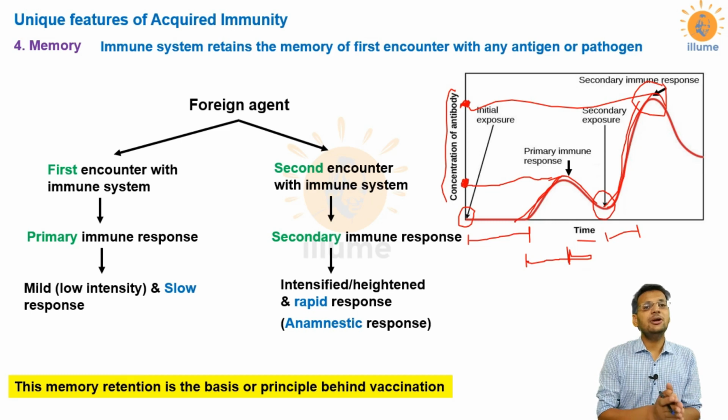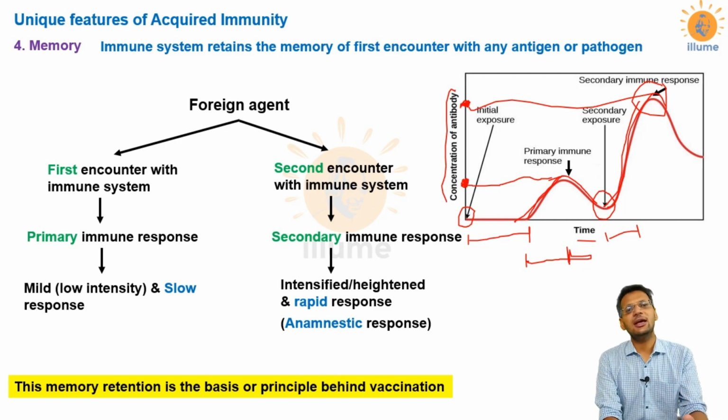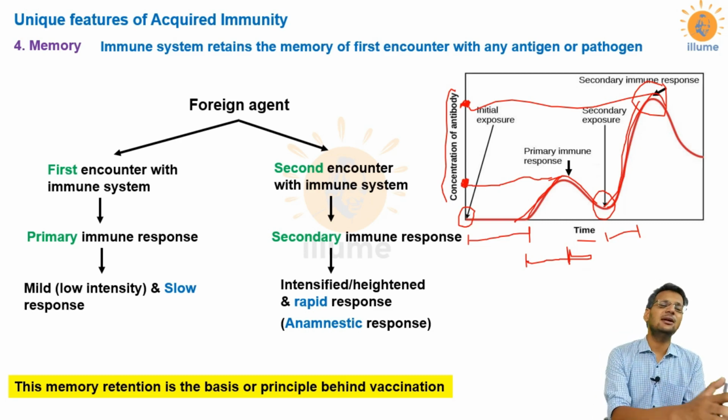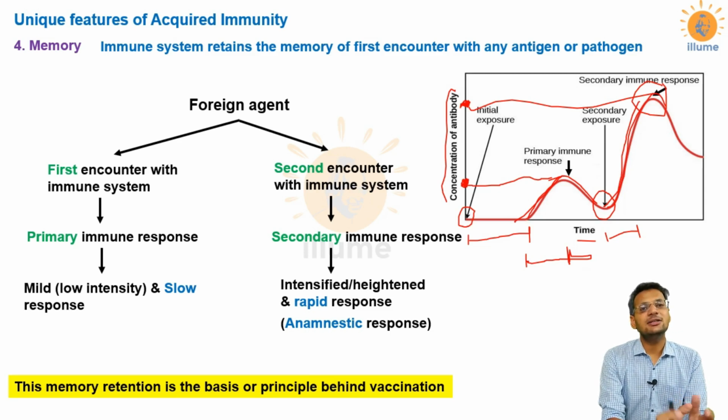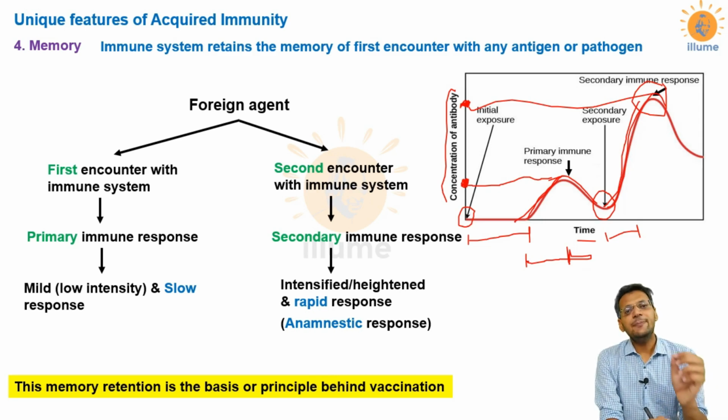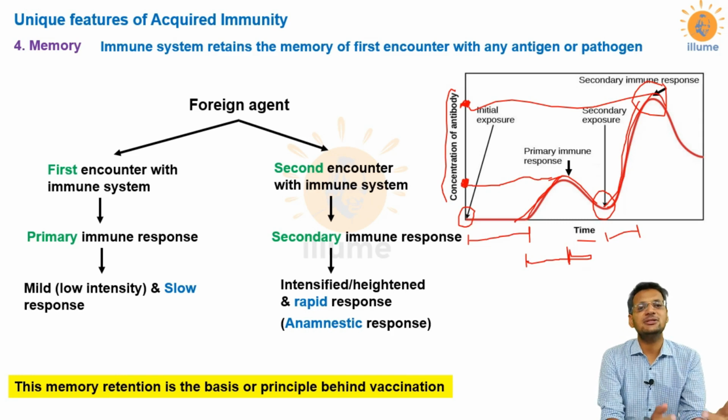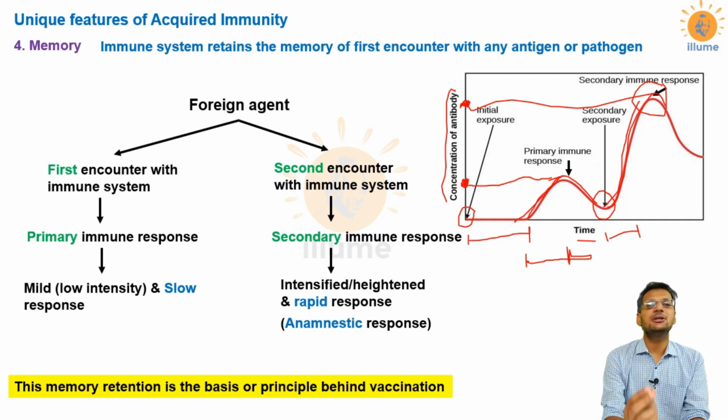Now this memory retention is the basis, or the principle, behind vaccination. What is the basic idea behind vaccination? Listen to me carefully. I'll talk about the vaccine against Mycobacterium tuberculosis, a bacteria that produces TB. I take Mycobacterium tuberculosis and weaken it. I reduce its pathogenicity. Pathogenicity means the capacity to produce pathology or disease. After reducing its pathogenicity, I introduce this Mycobacterium tuberculosis into your body.